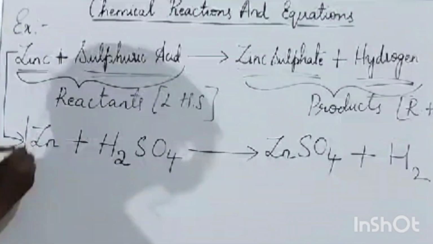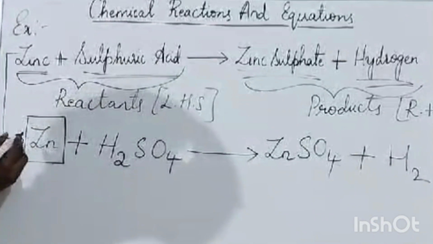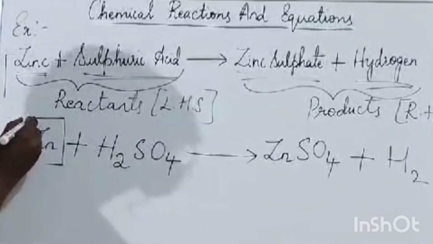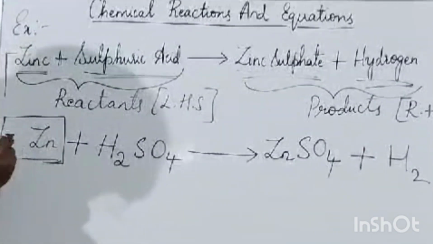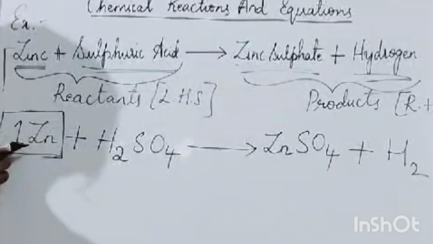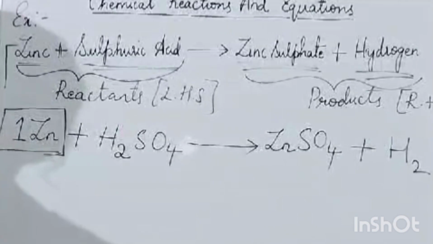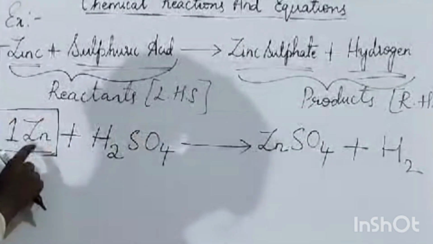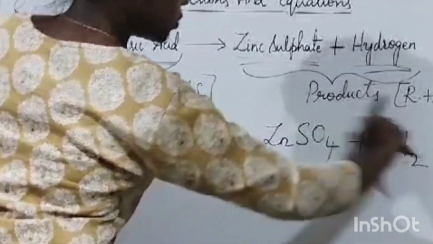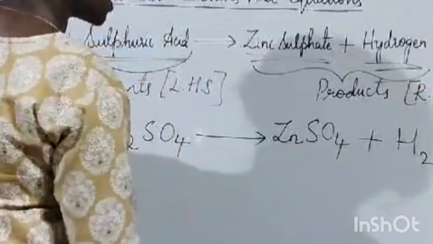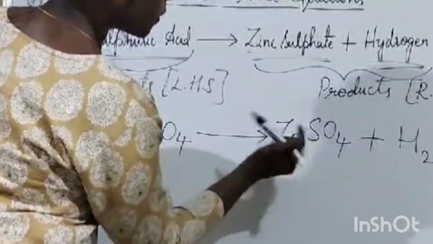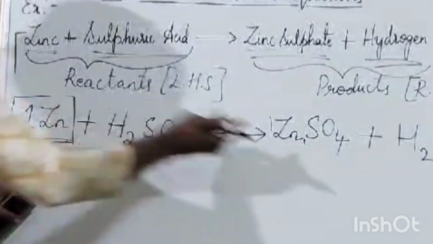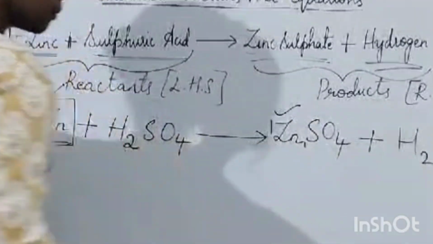Now let us look at zinc. When we look for zinc, it is only one. There is 1 mole or 1 molecule of zinc present here. In this entire LHS, there is only 1 zinc present. Similarly, when you look towards your RHS, towards your products, you can see only 1 zinc is present. Here it is 1, here also it is 1. So zinc is balanced. Done.